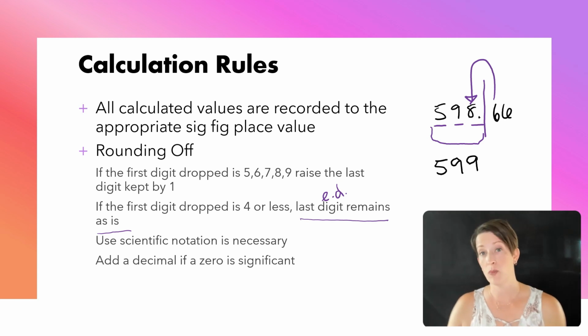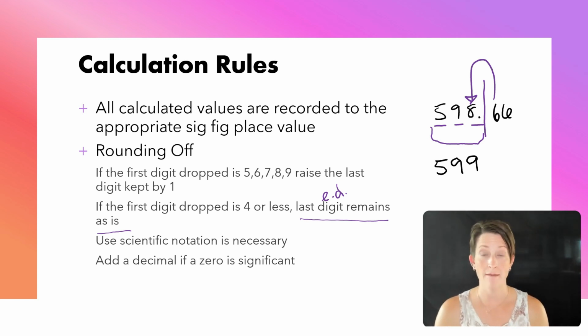Use scientific notation when necessary, especially if you have insignificant zeros and you need to have the appropriate number of sig figs. Add a decimal if you need to make a 0 significant. And it's really just good practice to always put a decimal if those digits are significant in the end.